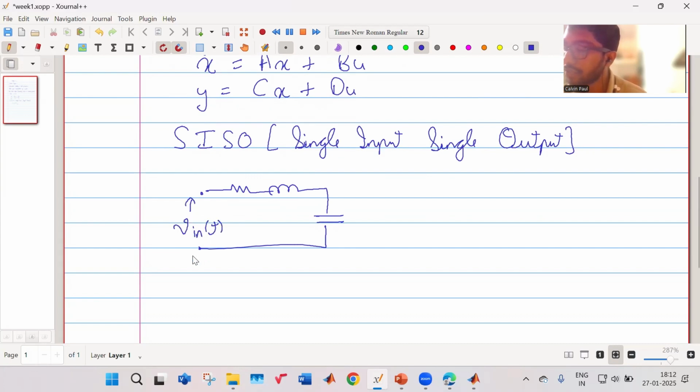This is where you apply your input voltage. You have your resistor here, you have your inductor here, and you have a capacitor here. And this is the current flowing over here. And the output is represented by this V output of t.